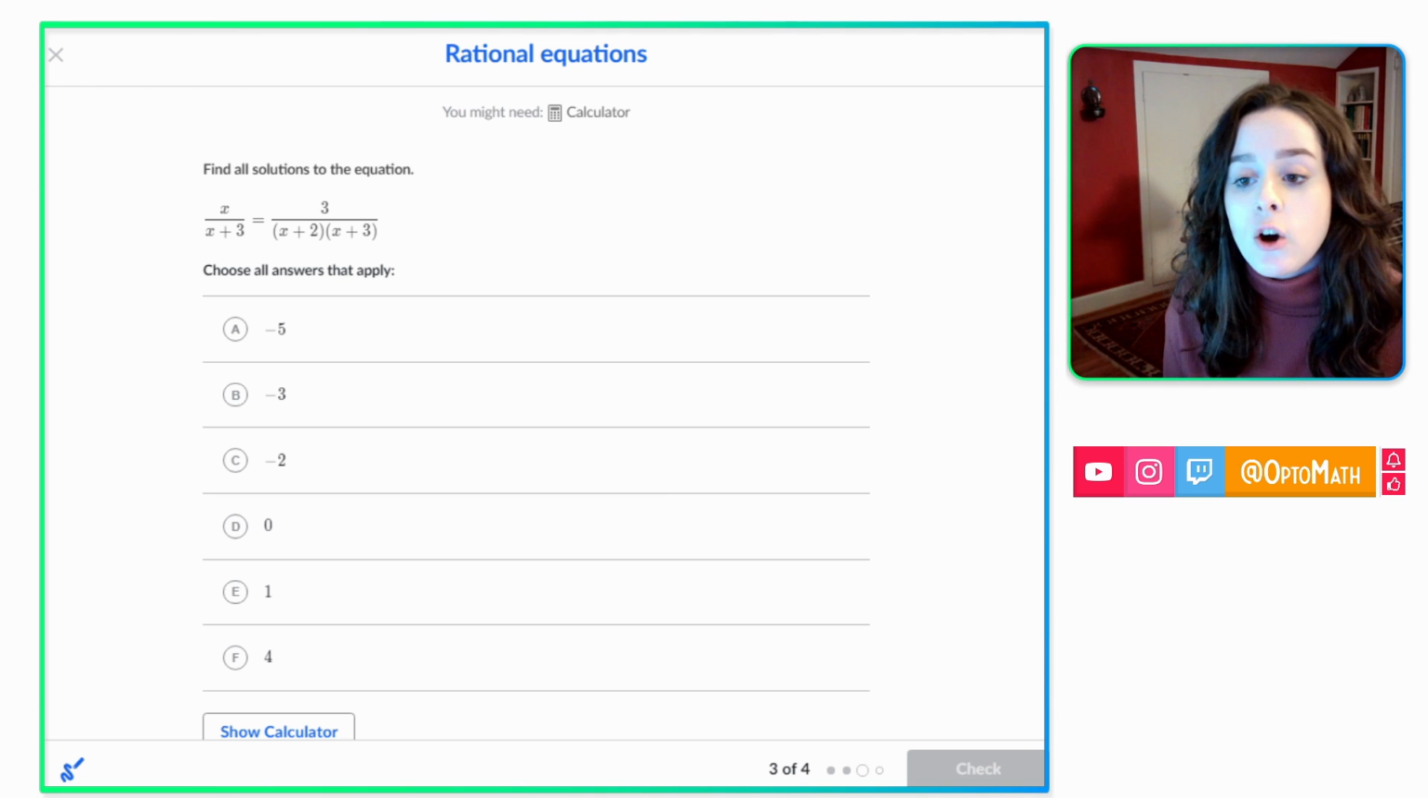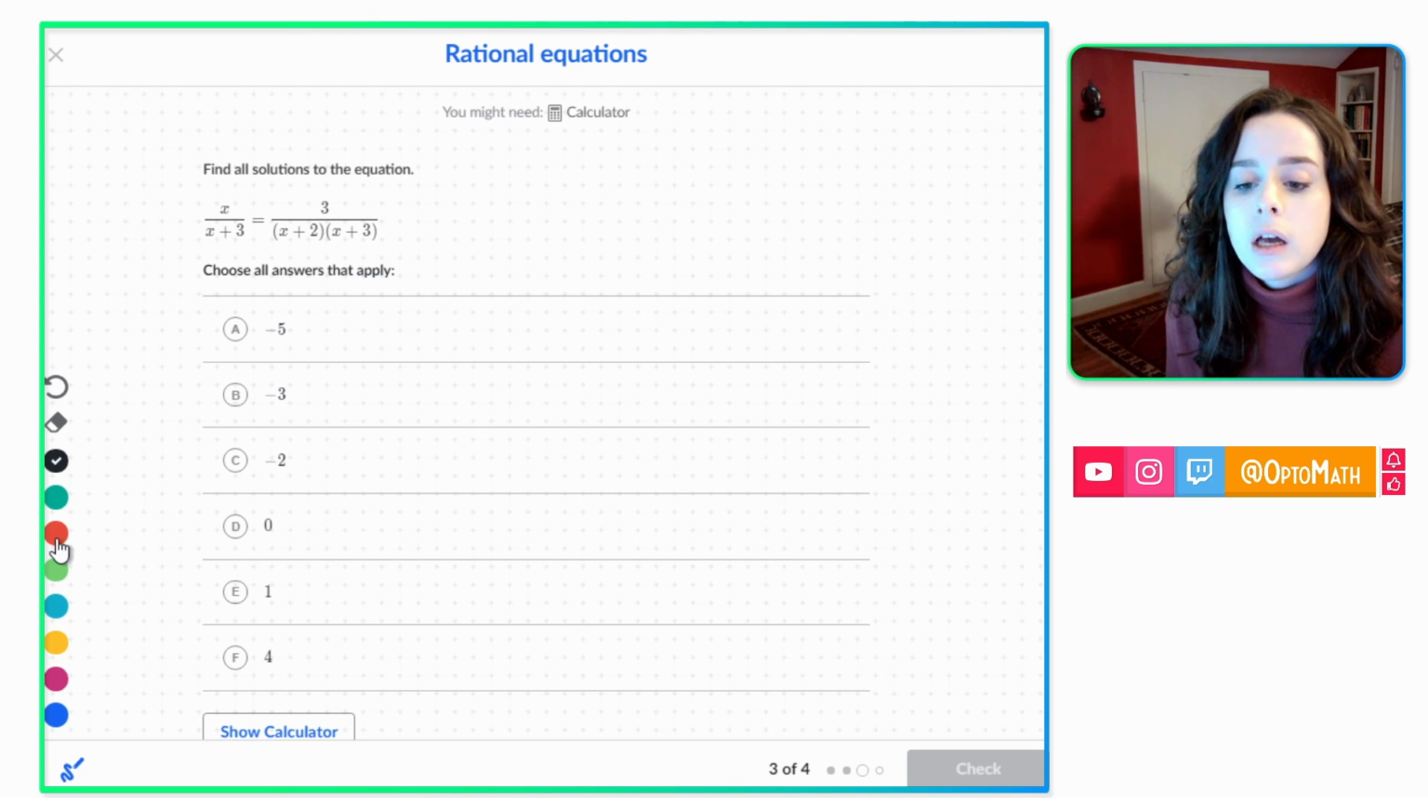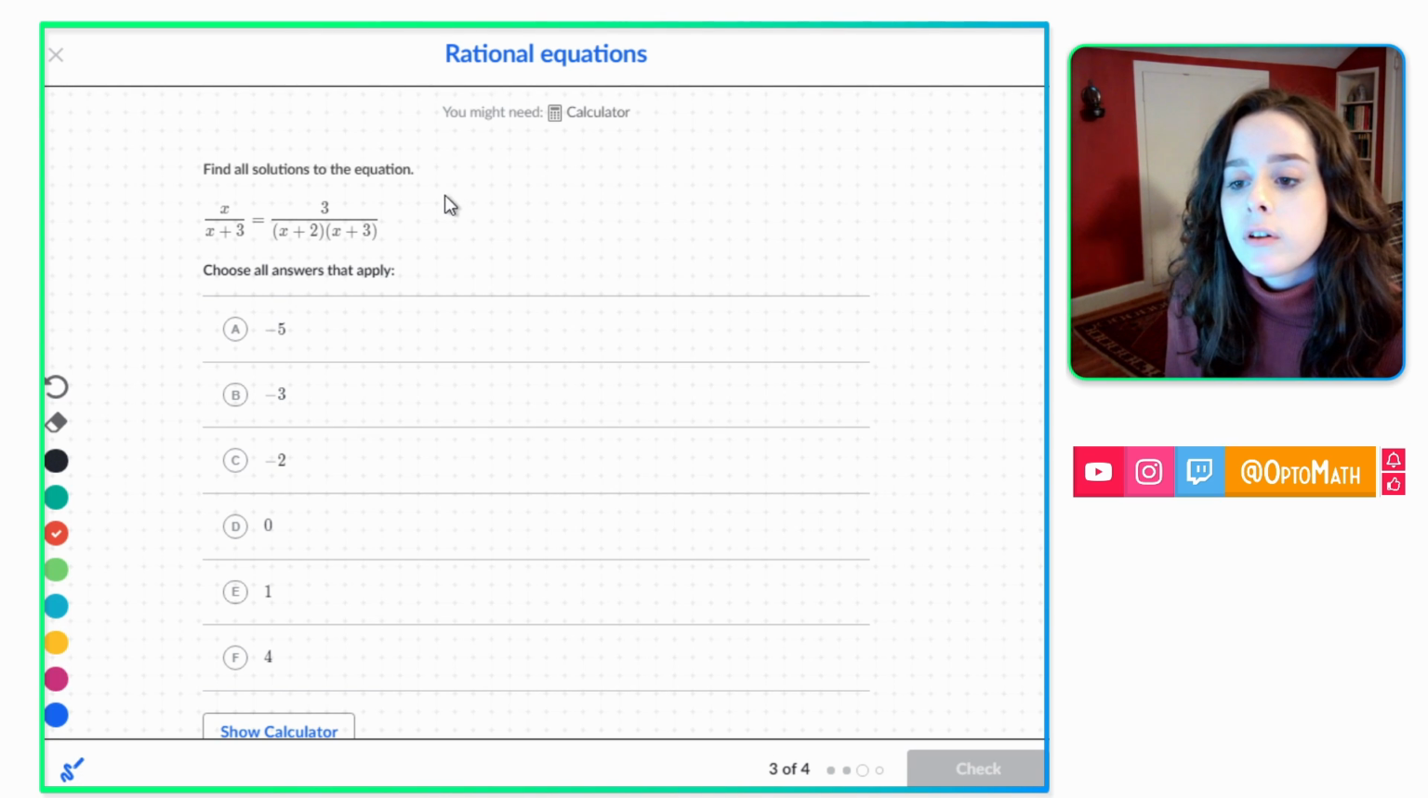Today we're on Khan Academy looking at rational equations. We want to find all the solutions to the given equation here. Notice we have one rational expression equals another rational expression, a fraction equals a fraction situation. When we have that situation, we want to cross multiply. So let's do that. We'll have 3 times x plus 3, and that equals multiplying these two pieces, which is x times x plus 2 times x plus 3.